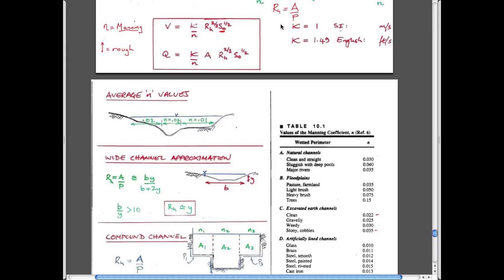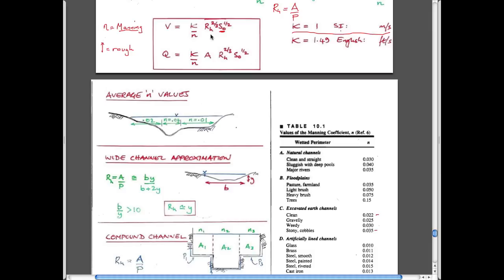The area is the cross-sectional area of flow. The P is the wetted perimeter. K is just a dimensional factor which you need to add in, which is 1 meter per second if it's SI units, which we use, and it's 1.5 if it's feet per second in English units. So these equations are the one equation that perhaps we've dealt with which is not dimensionless. It matters what units you use.